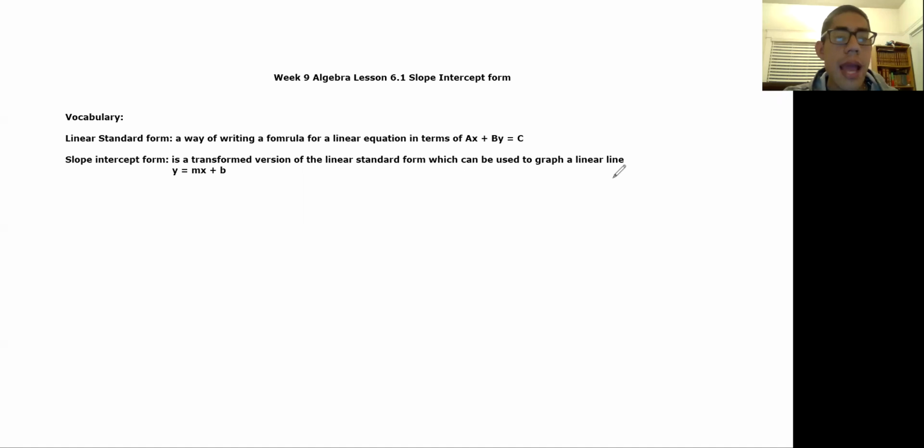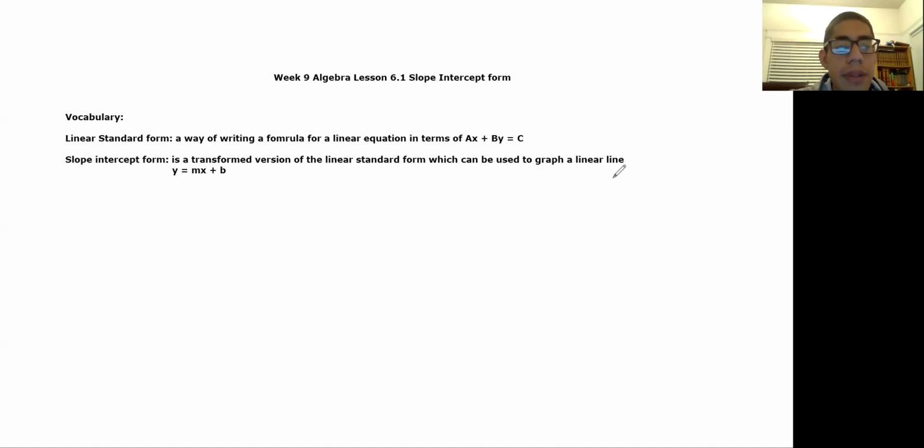We are on week 9 for Algebra Lesson 6.1, Slope Intercept Form. This is going to be a review of sorts. We are going to be going over linear standard form, which we've gone over in the past. And we've also in the past briefly touched on slope intercept form. We will be going into more detail with that.